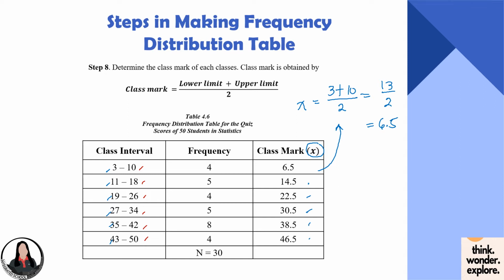Or simply, kung mapapansin nyo, the difference from one class mark to another class mark is equivalent to the class width, which is 8. So, pwedeng kuhanin nyo na lang ang class mark ng first class interval. So, that's 6.5, and then add 8 to get the second class mark, and then add 8 to get the third, and so on hanggang makapunta kayo sa last class interval.